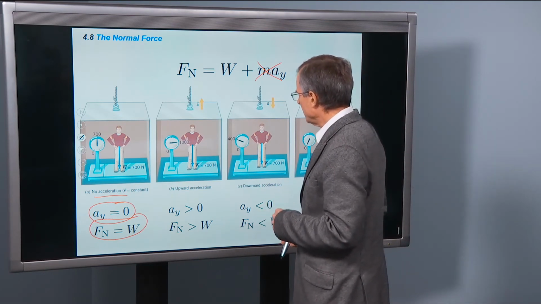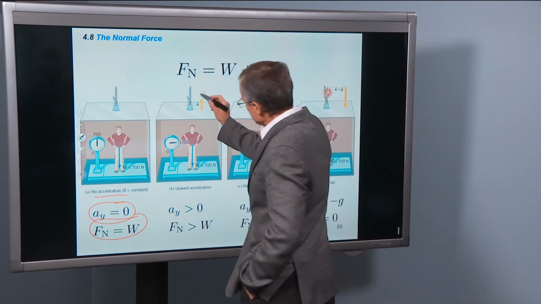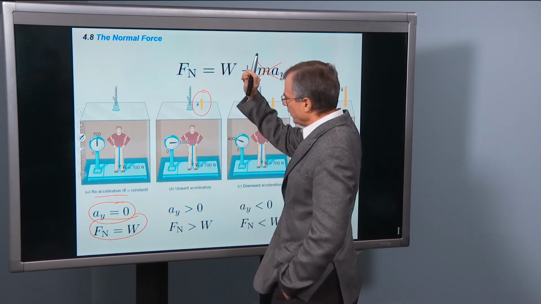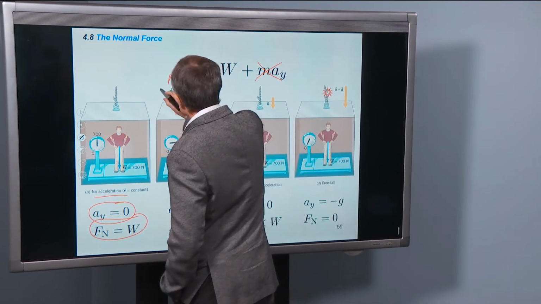What if you're accelerating upward? Well, in this case, the acceleration is upward in the y direction.